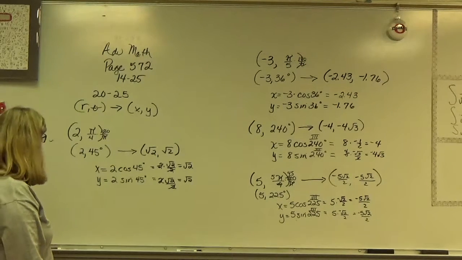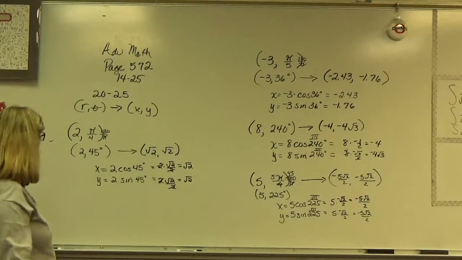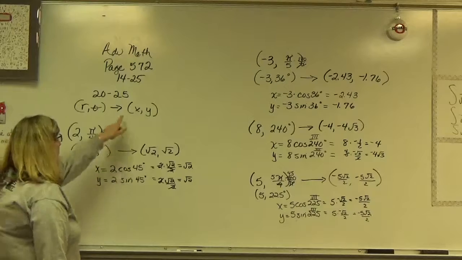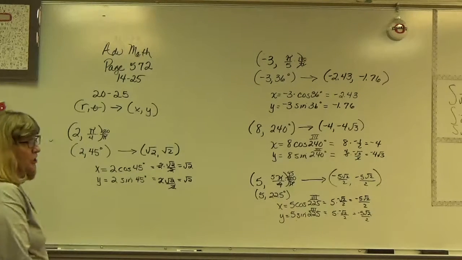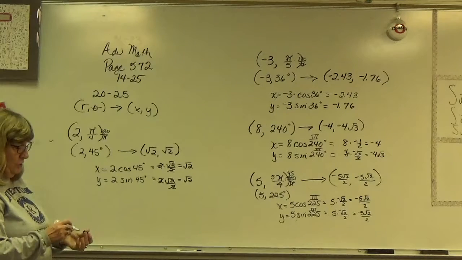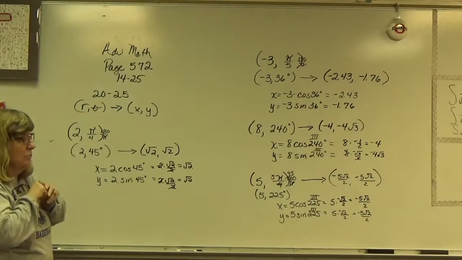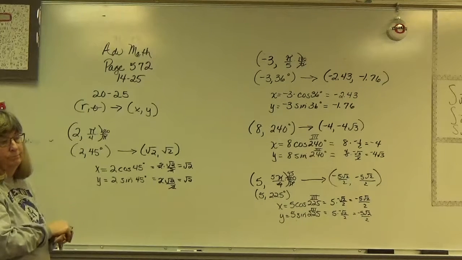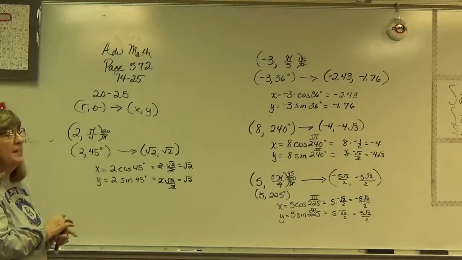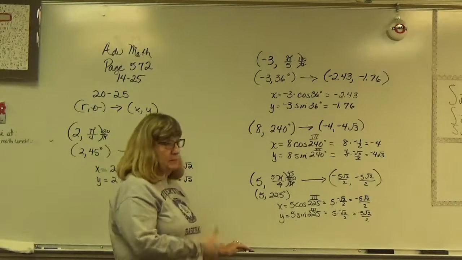So the first group, 14 through 19, you're changing it to r theta, where in the last group you're changing it to rectangular form. And make sure you visualize your answer to make sure it seems reasonable. Now, do you guys have questions? 572. When's this due? Monday, because you aren't here tomorrow. Okay, get busy and let me see the first few.